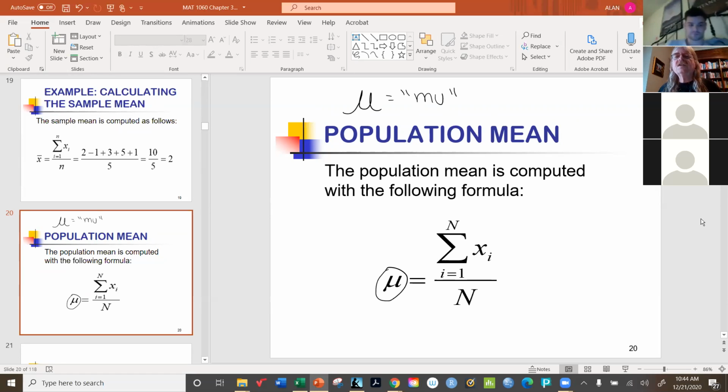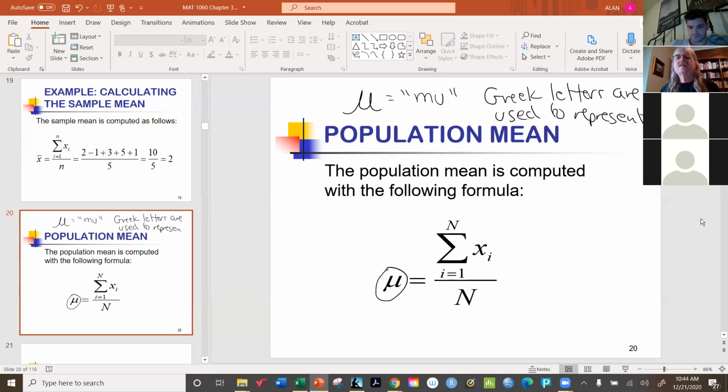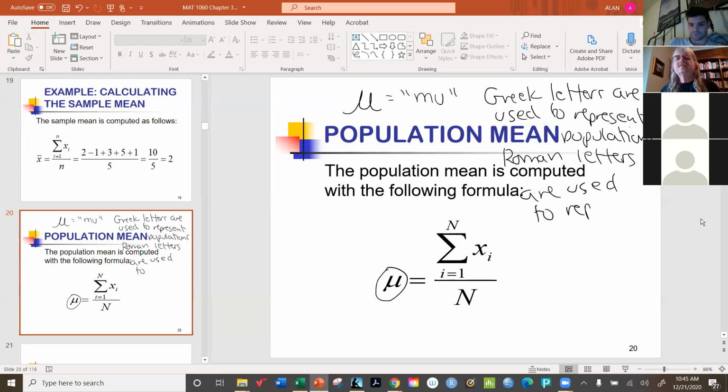And so the logic going forward will be that Greek letters are used to represent populations, whereas the Roman letters, in other words, our letters, are used to represent samples. And of course, X is a Roman letter.